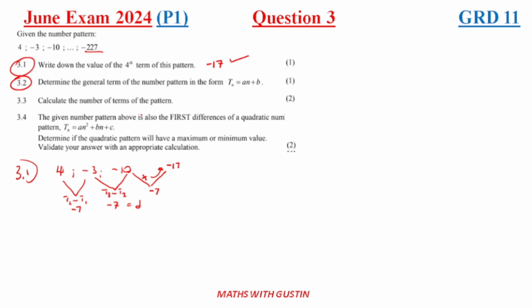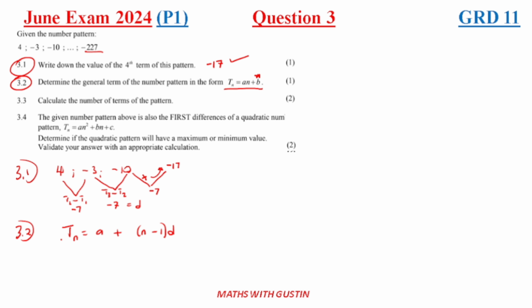All right, 3.2 says determine the general term of the number pattern in the form of that. So now let's come here. 3.2 guys, there's many ways to kill a cat. I know that there's a lot that has been done in terms of arithmetic sequence, but I'm just going to stick to the old traditional way of doing it, because when you do this you get the general term straight away. You don't have to substitute backwards and go and find a C value or this B value here.